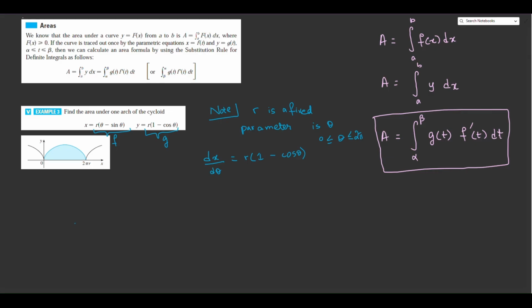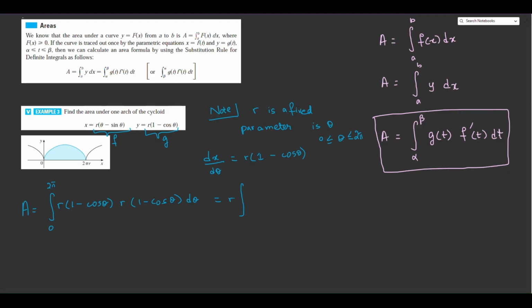So let us write this thing here. Our integration becomes 0 to 2 pi, and first of all we write g of t. In this g of t, r is a constant. It is r multiplied with 1 minus cosine of theta. And what is dx by d theta? This is this one, r times 1 minus cosine of theta d theta, and this can be written in this form.